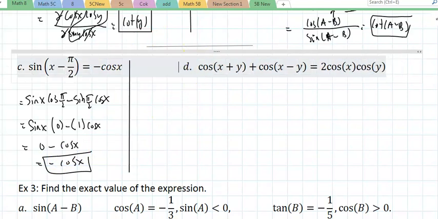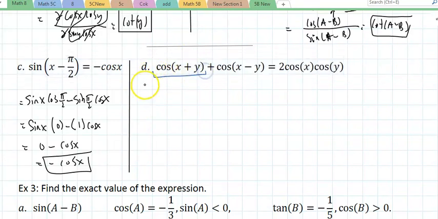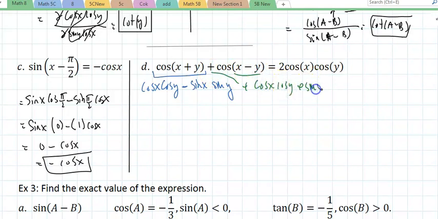As for this problem, I'm going to work with the left side. I know what that is. That's the cosine of the first, cosine of the second, minus sine of the first, sine of the second, plus cosine of the first, cosine of the second, plus sine of the first, sine of the second. Those two cancel out. One of those plus one of those is two of those. So even though this looks very long, the looks could be deceiving.